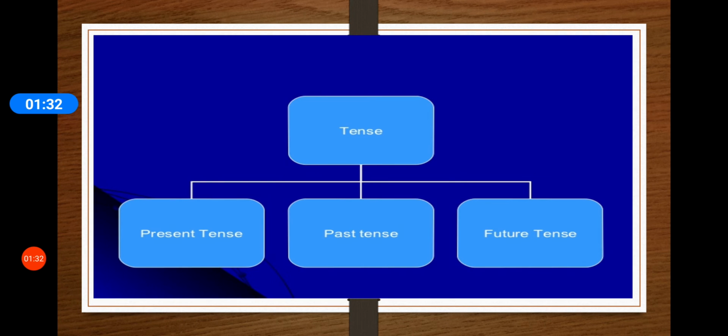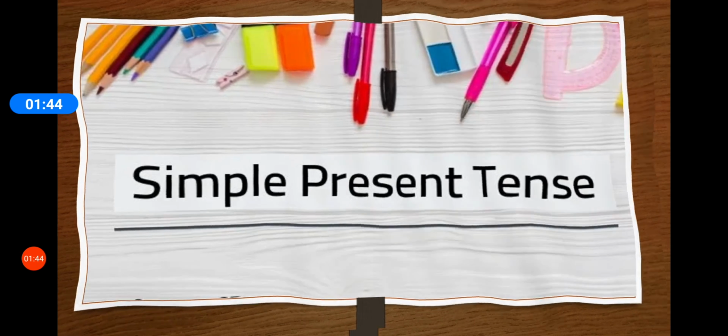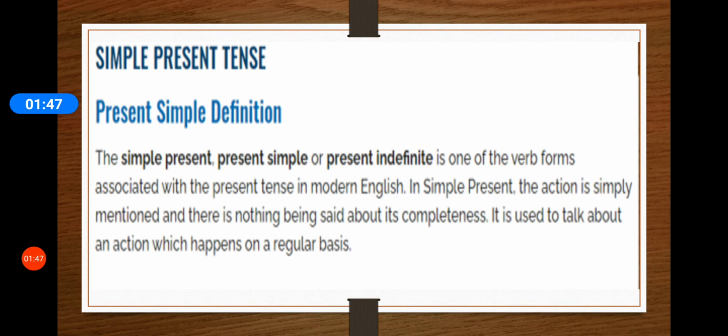So first things first, we had started with present tense, and under present tense, we are learning the category simple present tense. Children, the simple present, or we can call it present simple or present indefinite also. So whenever you come across any of these names, it means the same. They all mean the same. Simple present tense, present simple tense or present indefinite tense.